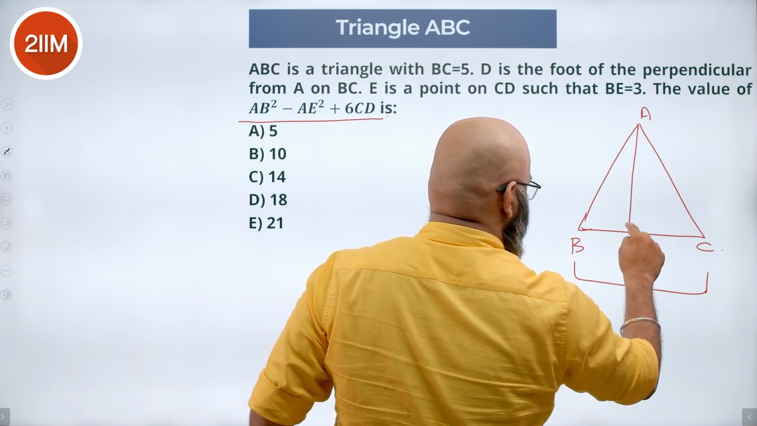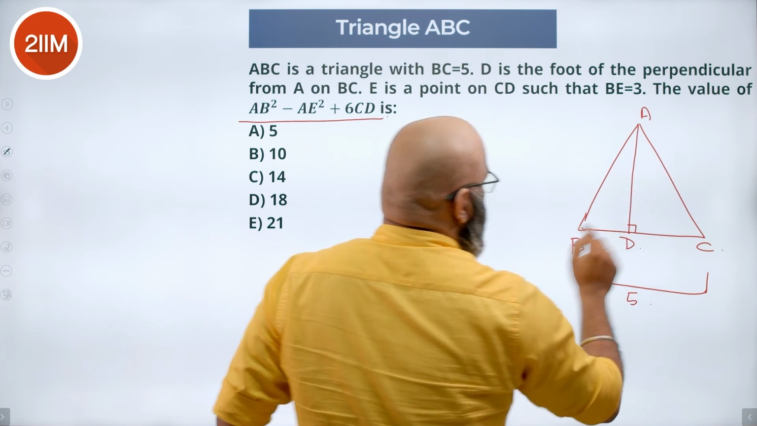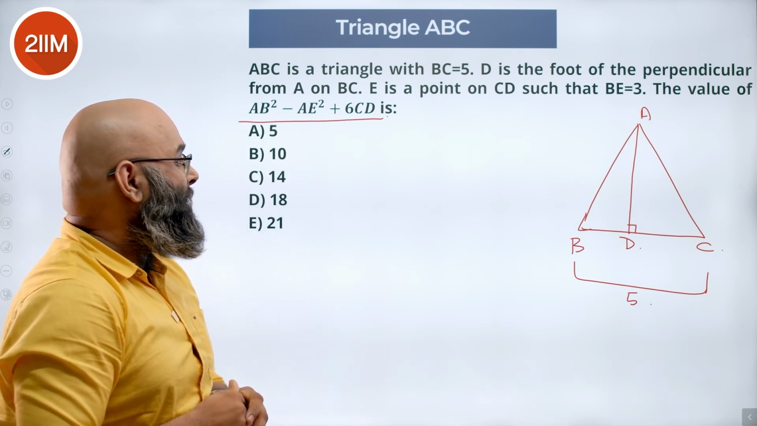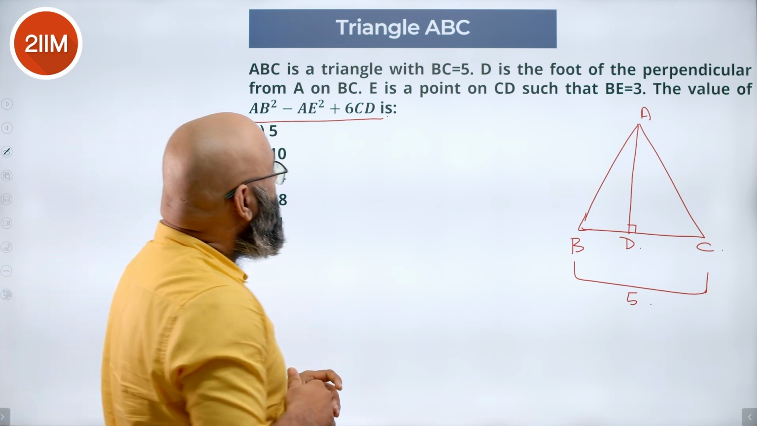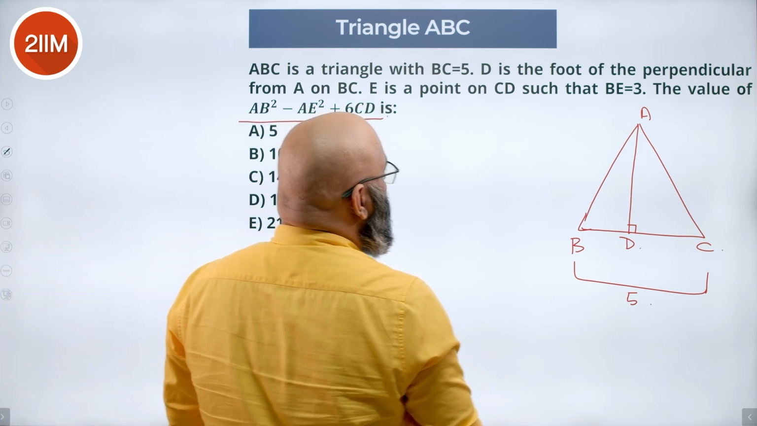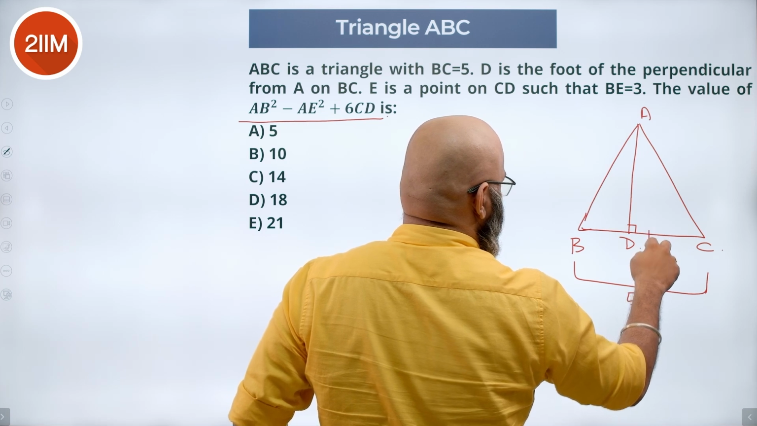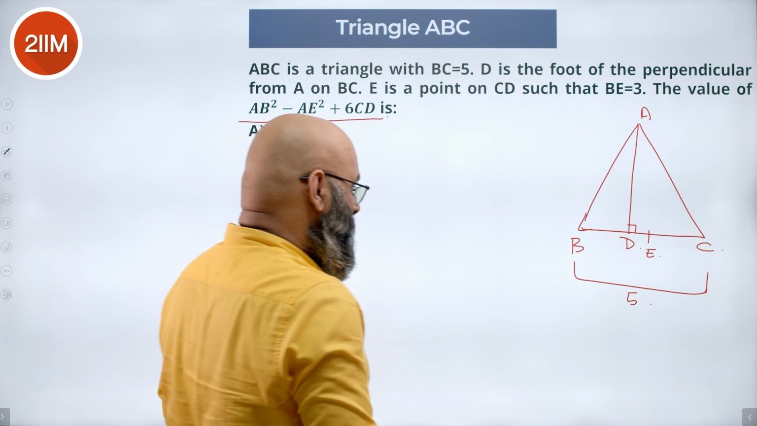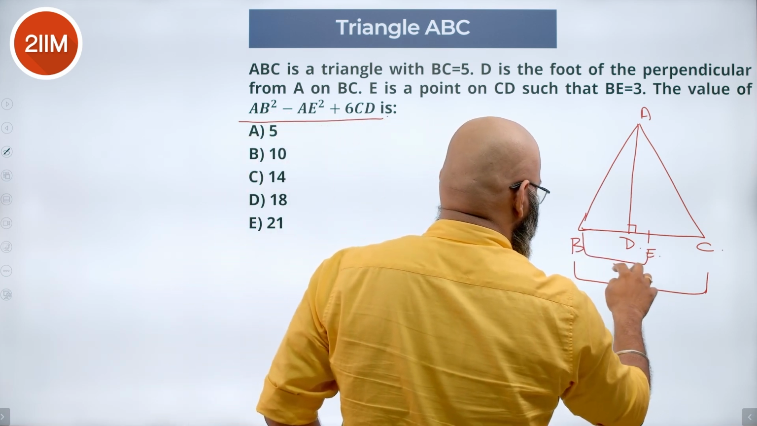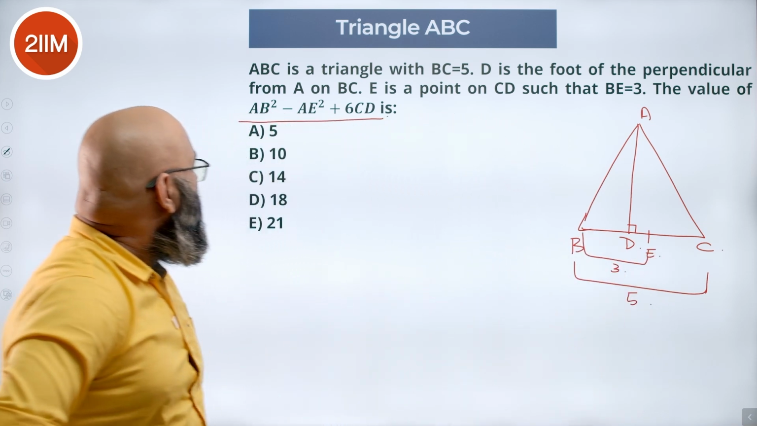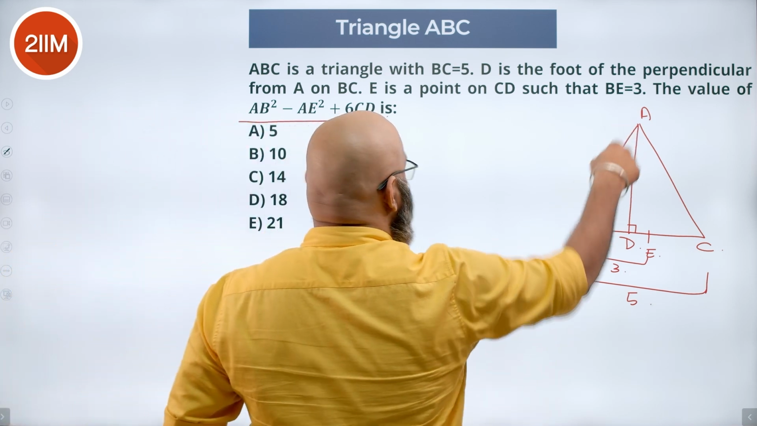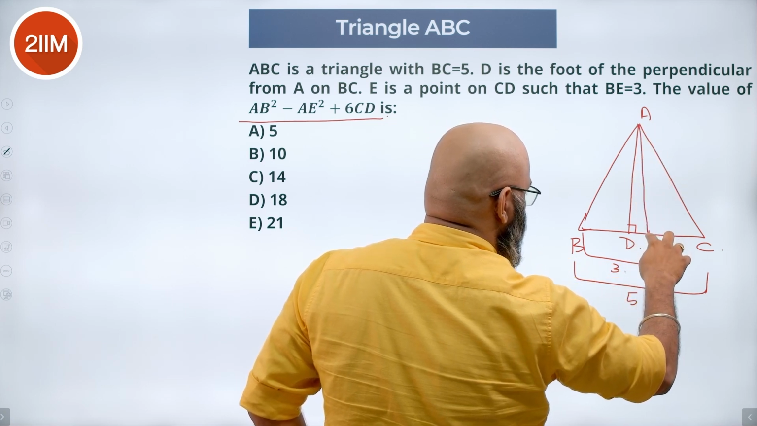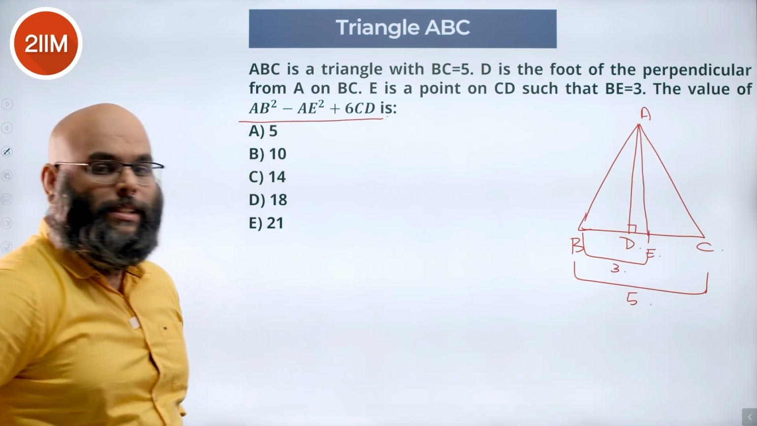So we have here D, perpendicular, and E is a point on CD such that BE is equal to 3. So there is a point E, could be anywhere, let's say here it is, this is E, BE is equal to 3. The value of AB square minus AE square plus 6CD.